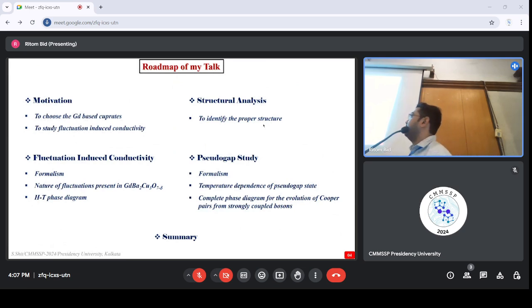The roadmap of my talk is like this. First, I will discuss the motivation for choosing these Gd-based cuprates, and then the motivation to study this type of analysis. Then I will discuss the structural properties of my samples, and finally the fluctuation conductivity and the pseudogap study, and I will end my talk with a summary.